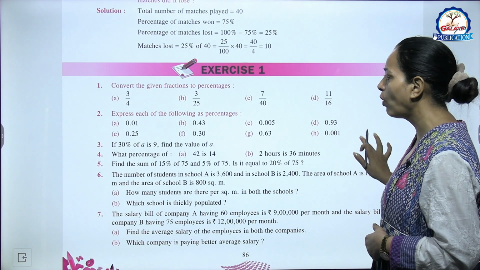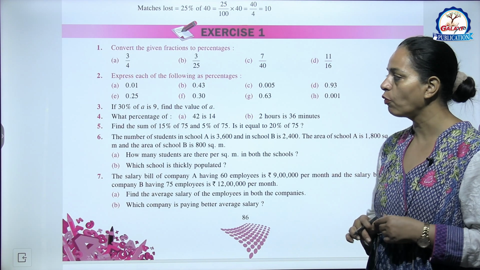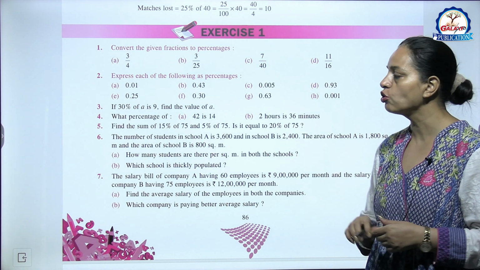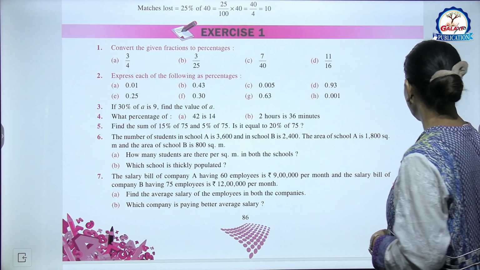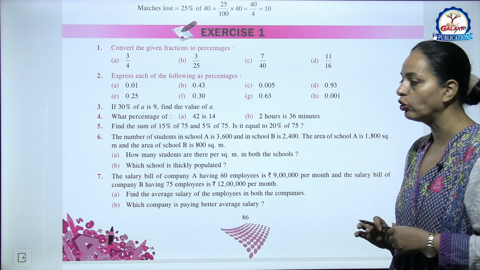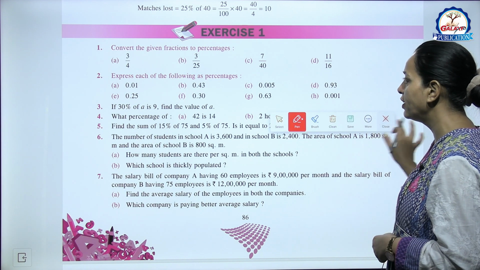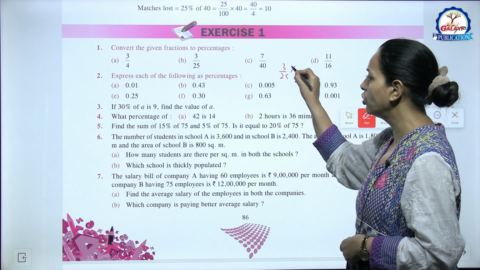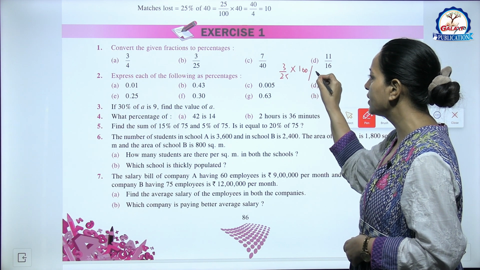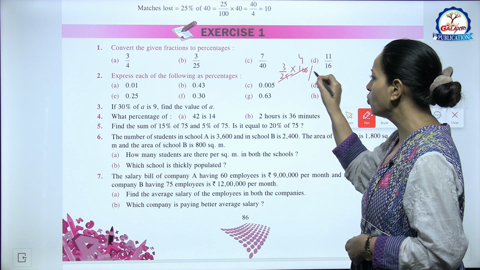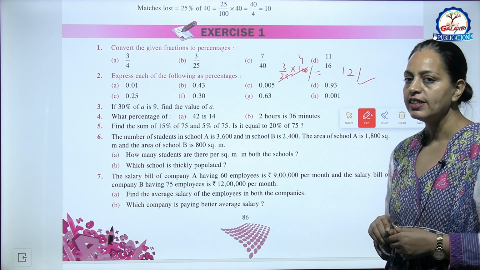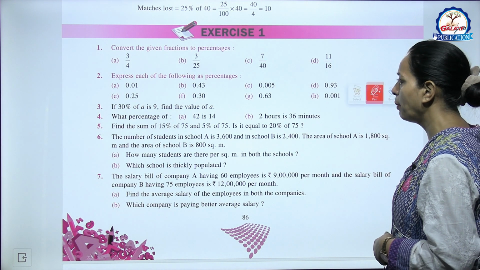Now exercise 1, based on such type of examples. Like question number 1, convert the given fraction to percentage. So what will we do? To get a percentage, multiply by 100. Like B part, 3 upon 25 into 100%. So 25 fours are 100, so this is 12%, right? Similarly, you can try the remaining parts.